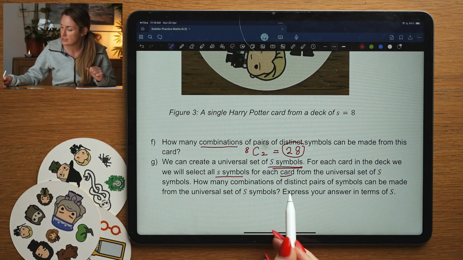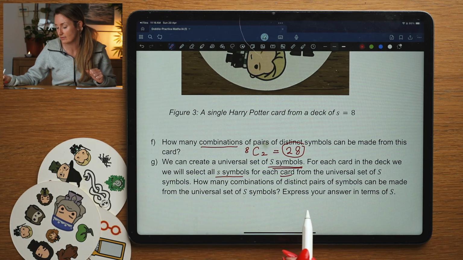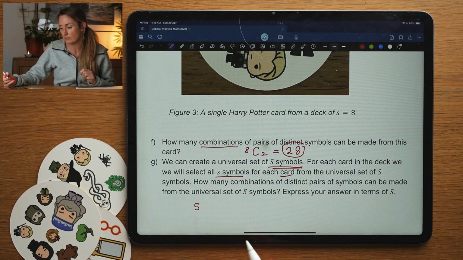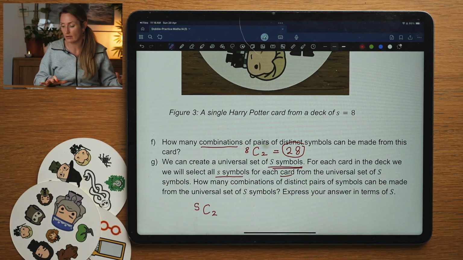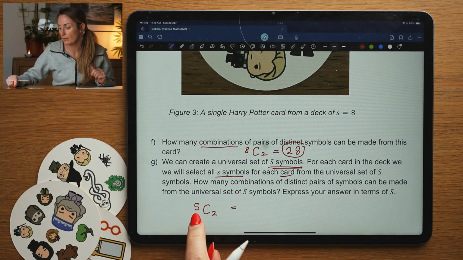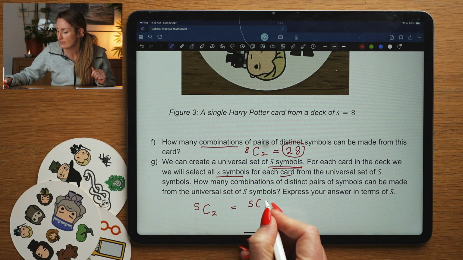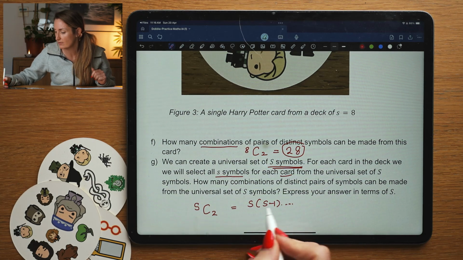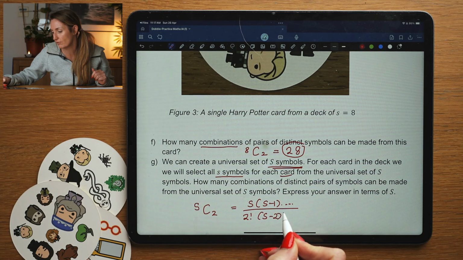How many combinations of distinct pairs of symbols can be made from the universal set? So this is saying the total number of symbols I have to choose from is capital S. And then for each pair, which could appear on any card in the deck, I'm going to have the total number of symbols choose 2. And I'm going to simplify that as S times S minus 1 all the way down, because that's a factorial, divided by 2 factorial, divided by S minus 2 factorial.